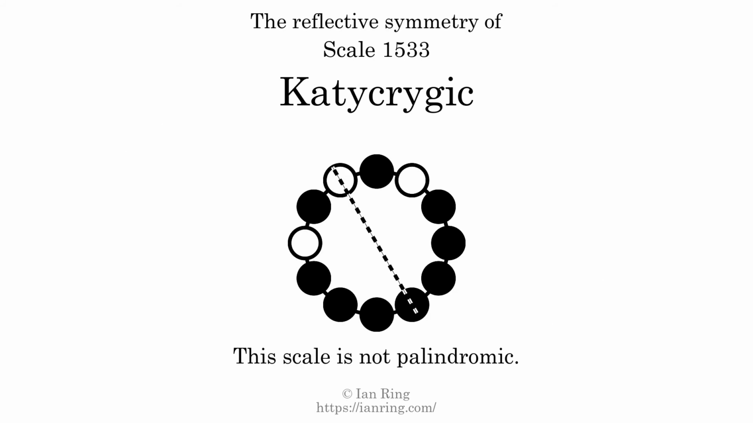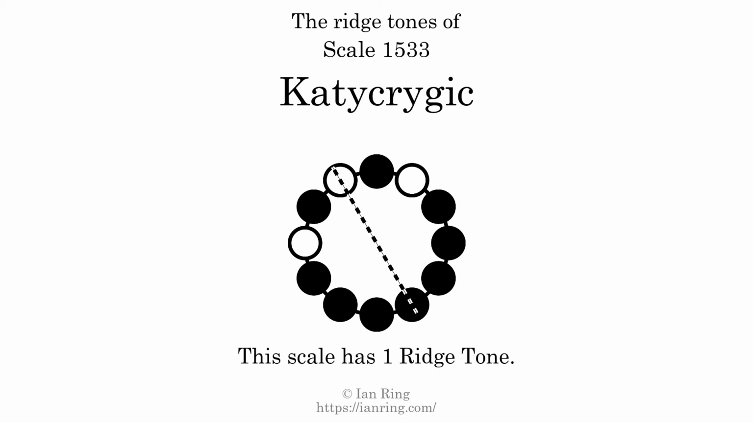This scale has reflective symmetry across an axis positioned 5 semitones from the root. This scale has a different pattern of intervals ascending and descending, so it is not palindromic. This scale has one ridge tone.